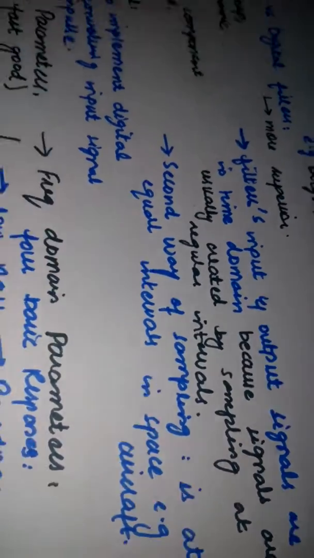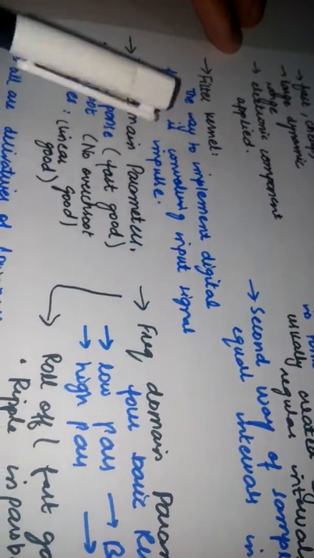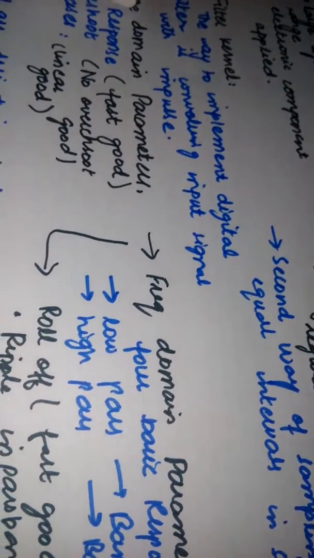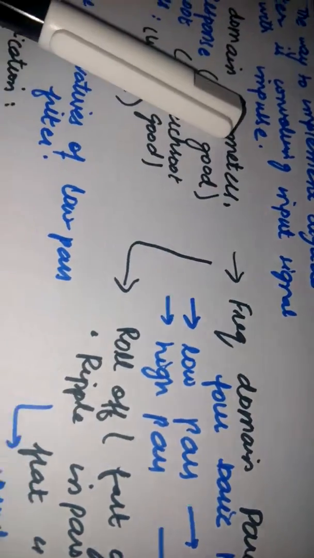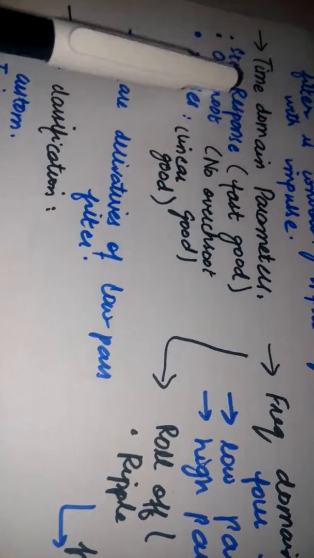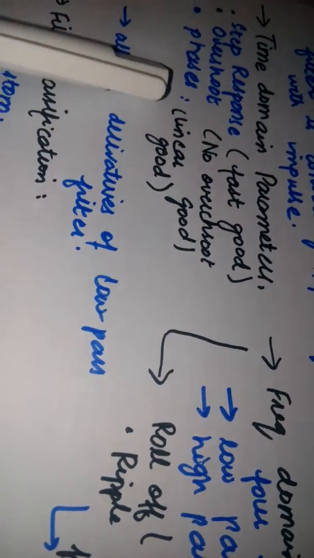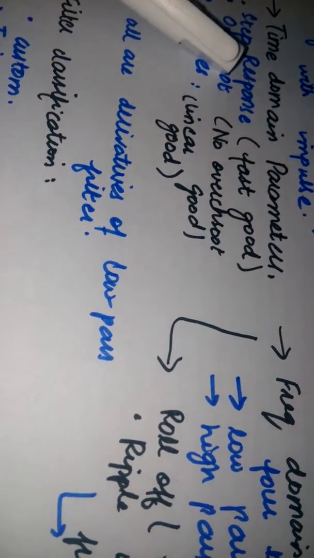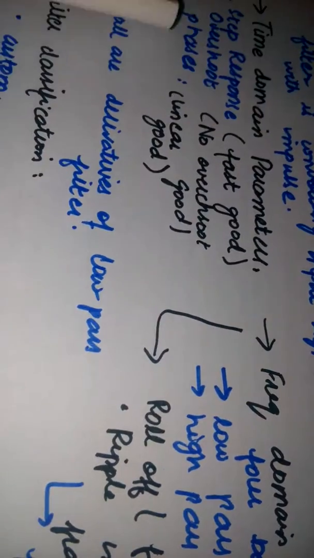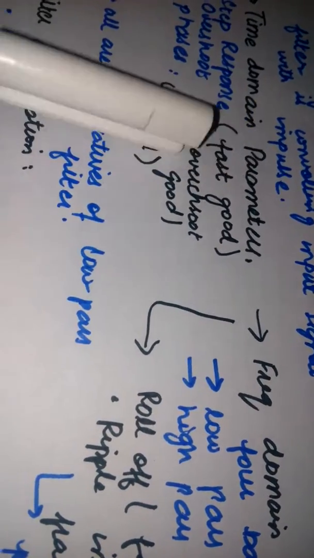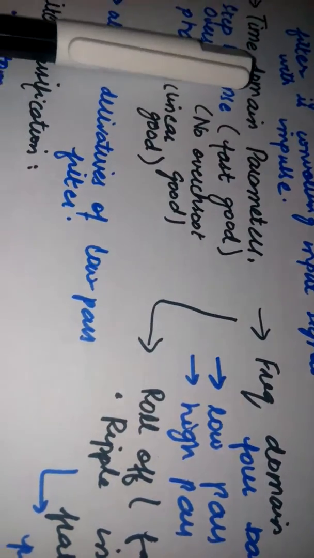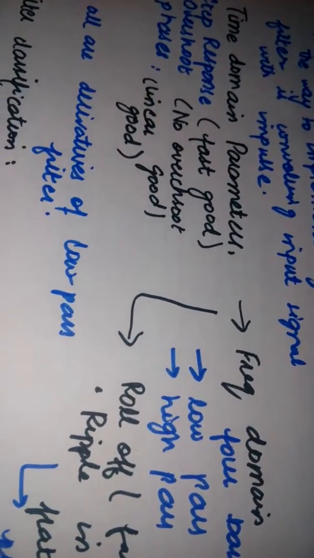Then what is a filter kernel? Filter kernel is the way to implement the digital filter when it is actually convolving the input signal with the impulse. Then we have the time domain parameters. In time domain parameters, we have the step response. Step response is fast, that is a good parameter of time domain. Overshoot, no overshoot. When we talked about the good parameters of the time domain, and phase is linear.